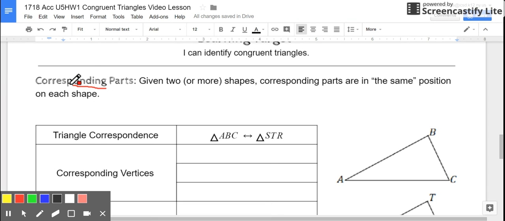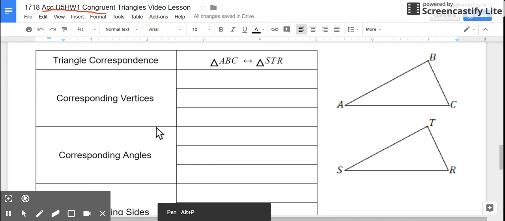The word corresponding is really important in geometry. Corresponding means parts that are in the same spot on two different shapes. Given two or more shapes, corresponding parts are in the same position on each shape. So here we're going to talk about triangle correspondence.